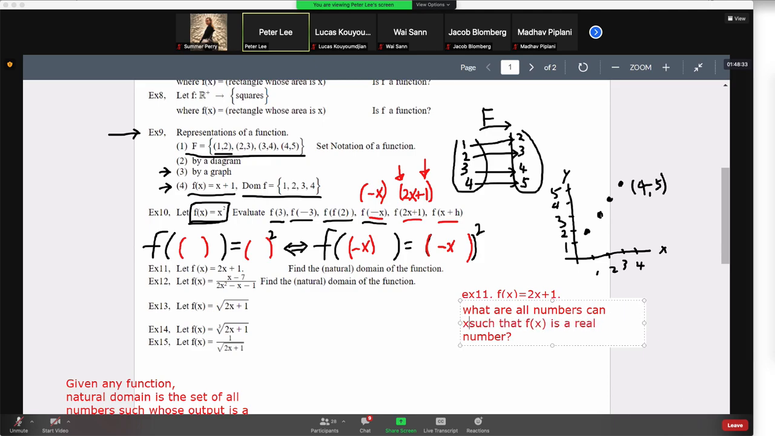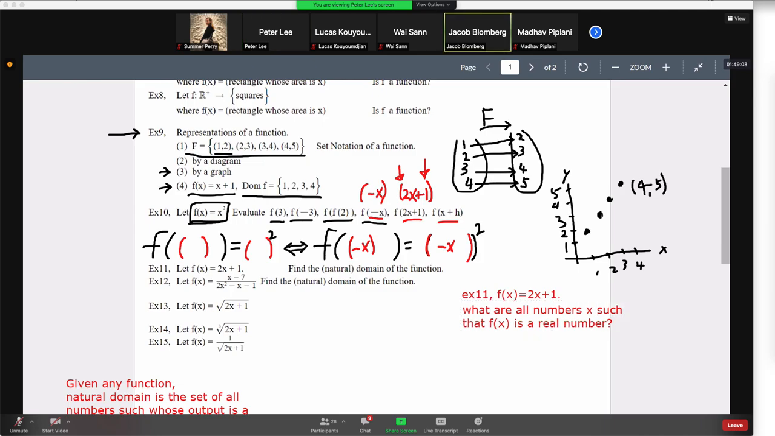So let me address the question a little bit differently. What are all numbers x such that f of x is a real number? Can you tell me what the value of x could be so that f of x is a real number? In other words, if you put in a number and the output is a real number, then that value x will be part of the domain. What can x be without causing any trouble?